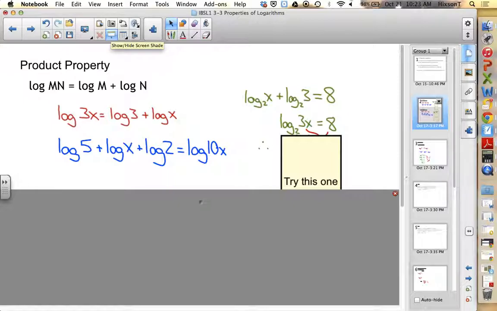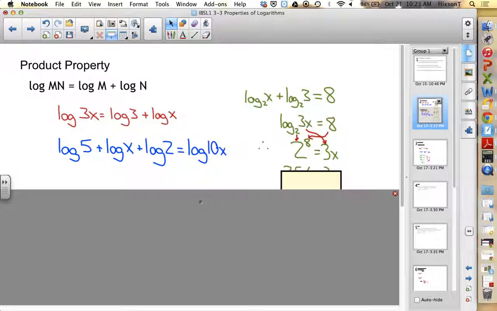Now, I can translate that into an exponential. How could I rewrite this? 2 to the 8 equals 3x. There we go. 8 is the exponent of 2 that gives us 3x, right? That's what that means. So we're kind of just rearranging it into an exponential.